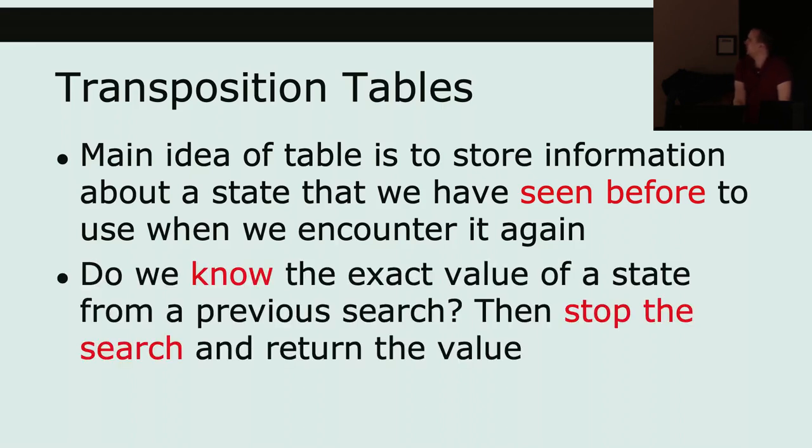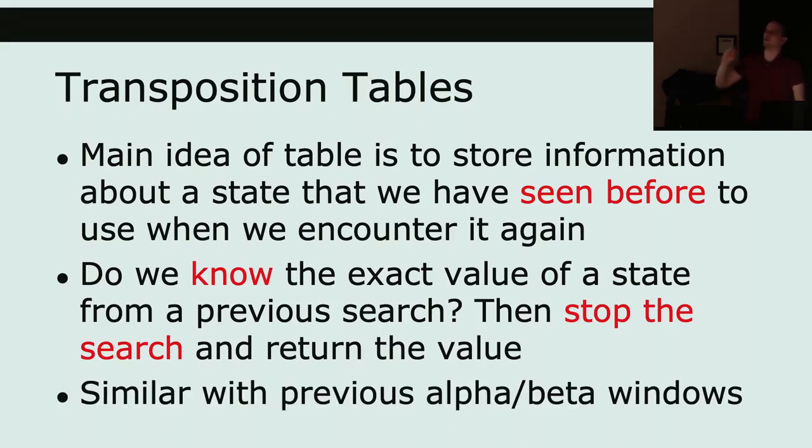Do we know the exact value of a state from a previous search? Then we can stop at the state and return the value. And also we can do things with, okay, when we reached that state before, it was an alpha beta cut. It was an alpha cut at this particular depth. So we could say something like, okay, if I'm doing a search that's now shallower than that other search that we did, then I know that the search that we did before is actually going to have more information about that state than I could possibly get from this search. So look at that logic and say, okay, I can use that value instead of searching it again.